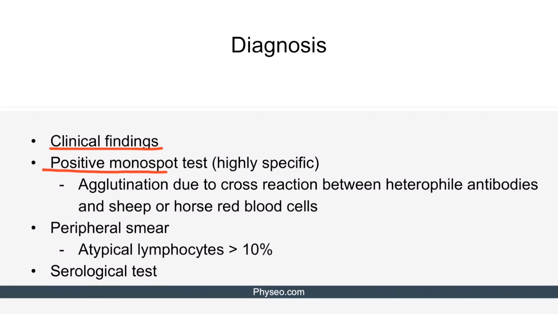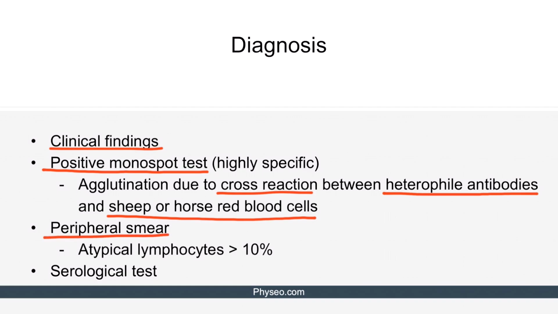A positive monospot test is highly specific for the diagnosis. In a patient with an EBV infection, heterophile antibodies are produced in response to the EBV virus, which can cross-react with sheep or horse red blood cells. This results in agglutination and is termed a positive monospot test. Similarly, a negative monospot test is a failure of agglutination, meaning that the serum lacks heterophile antibodies.